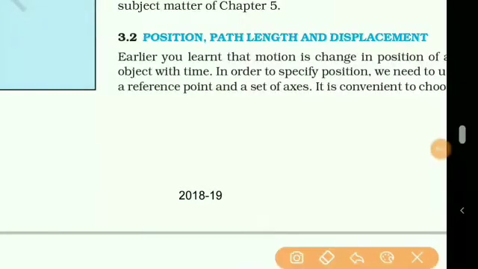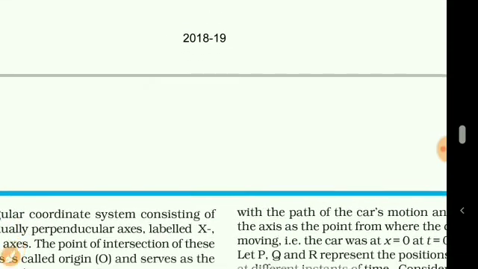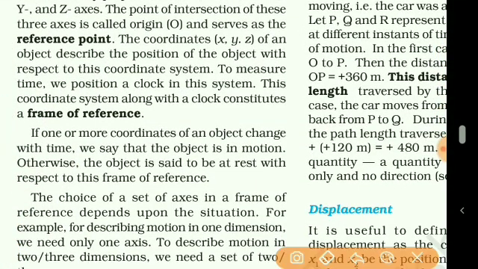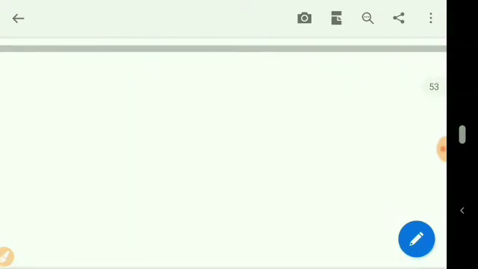Now our next topic is about position, path length and displacement. But first, let us understand what is a reference point and a frame of reference. Now students, suppose we consider an xy plane.